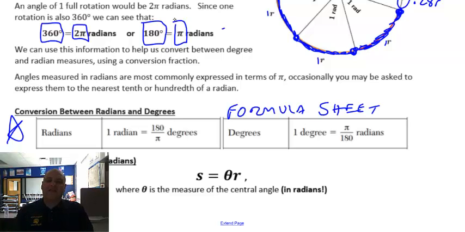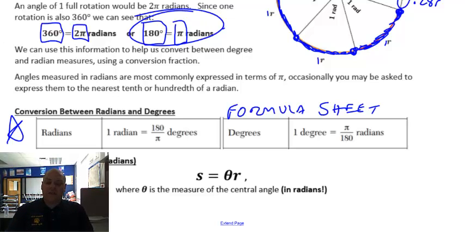And again, it's based on this right here because 180 degrees is equal to pi radians. So 1 radian equals 180 divided by pi, and 1 degree is pi divided by 180. Those are the different ways to convert radians to degrees and degrees to radians. So we'll talk more about that again.